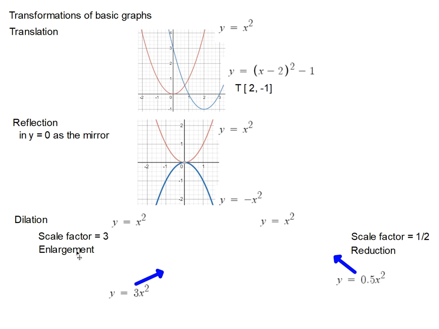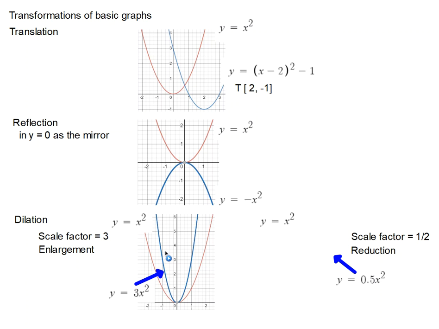Dilations. Again, as we said, there's two types of dilation. One where the scale factor is 3, that's an enlargement, where if we wanted to produce a graph of 3x squared from x squared, we'd stretch vertically by a factor of 3. Here's y equals x squared. Every point or y value on that is multiplied by 3. So here's 1, 1 becomes 1, 3, and so on.